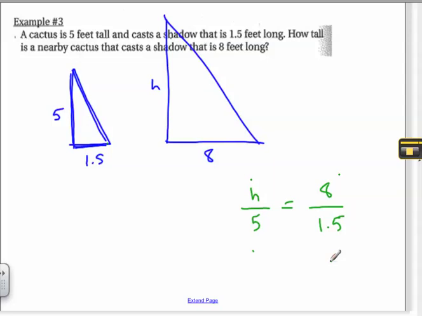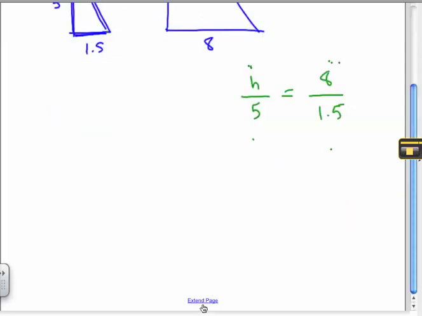For the one on the left, the top is the big one on both. It could be the small one, but it'd have to be two smalls. Okay, does that make sense to everybody? And then the big's on the bottom. Okay, let's cross multiply here, and we're going to get 1.5 times h is equal to 5 times 8 is 40.